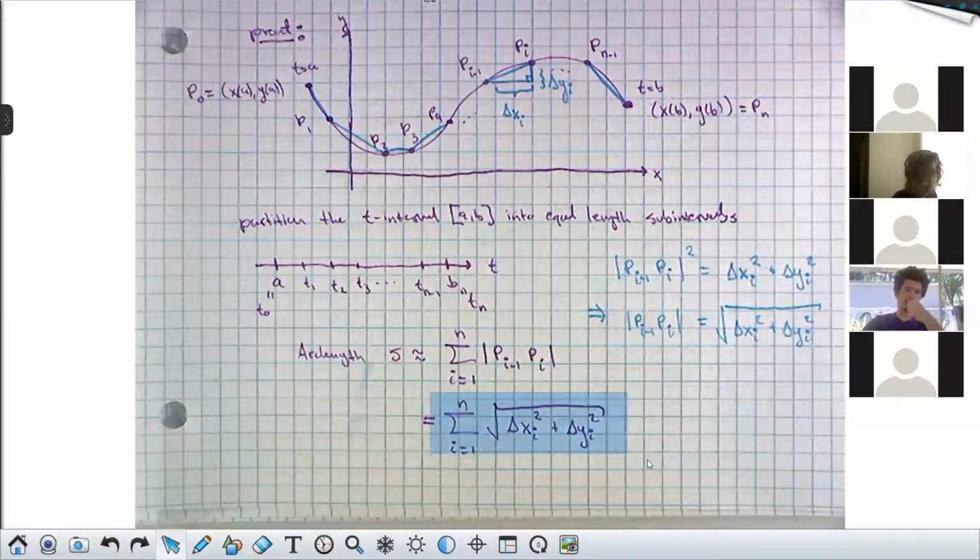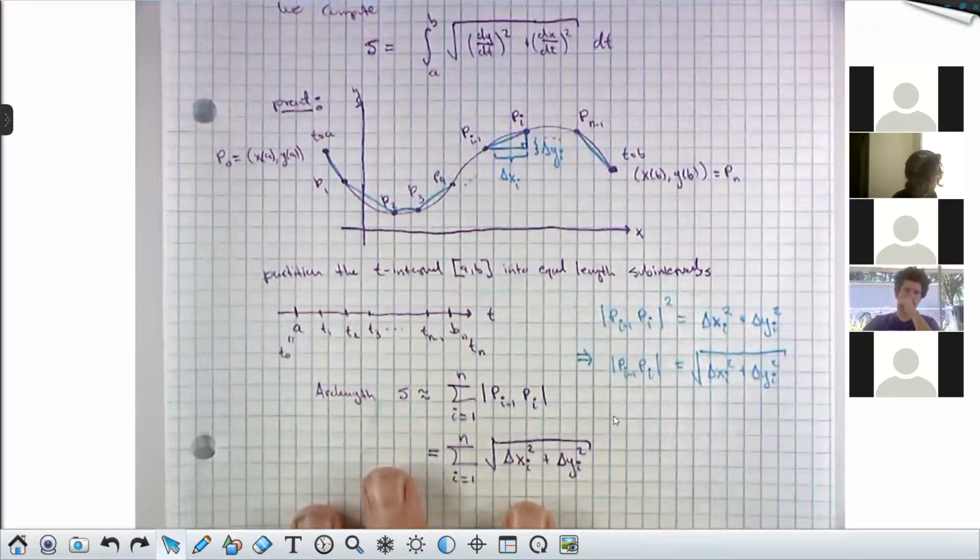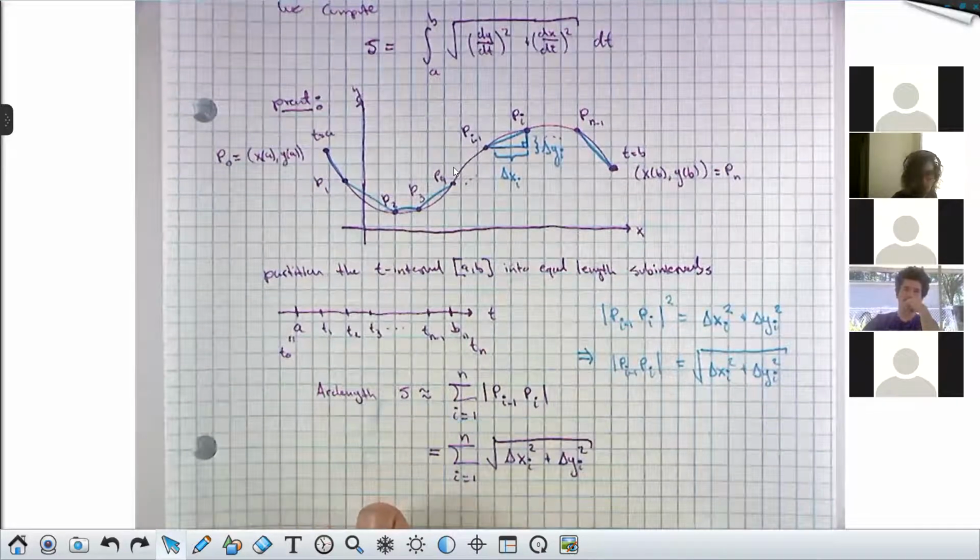My goal is to make this look more and more like a traditional Riemann sum. Remember, my integral here is a dt integral. Compare this sum to the integral that we're trying to prove is equal to the arc length. I want a dt at the end. I don't have any t stuff in here, just x and y stuff. So in order to get closer to this, I'm going to introduce a delta t here. We know as n goes to infinity, delta x becomes like dx, delta t becomes like dt.